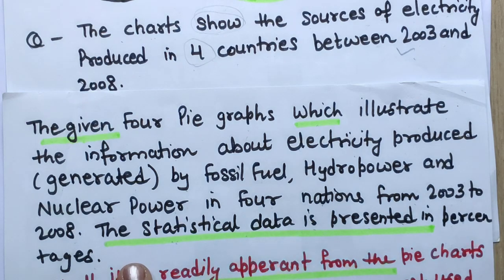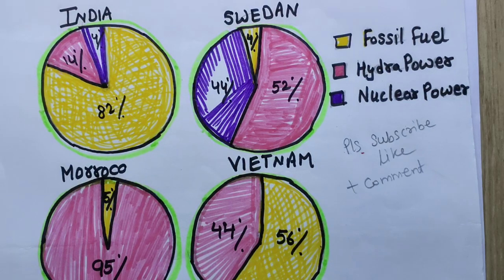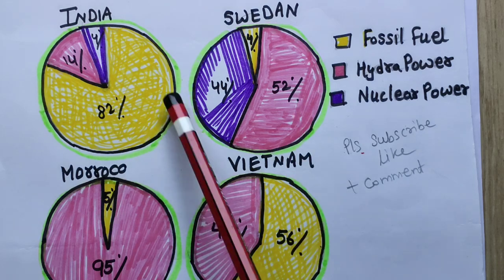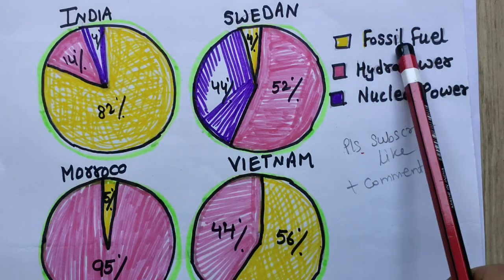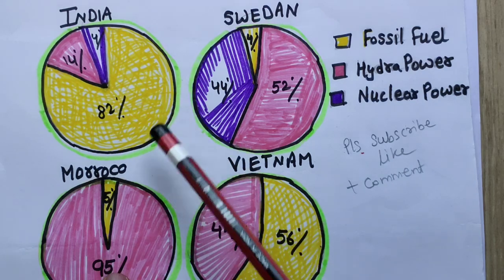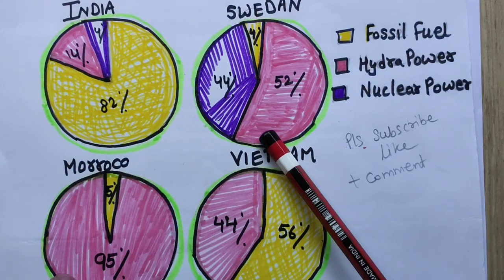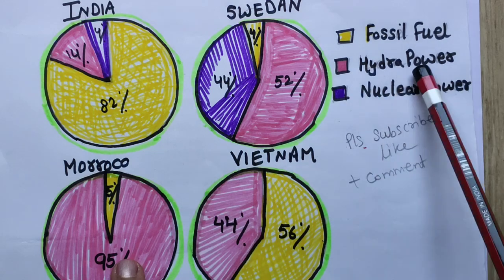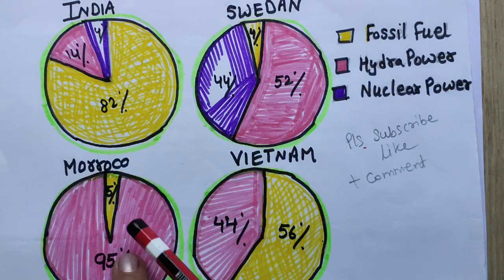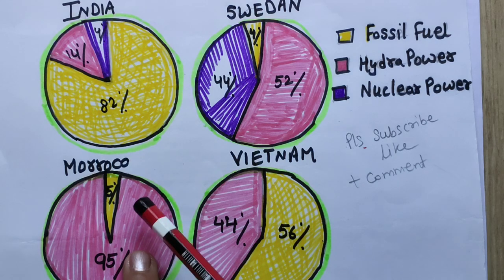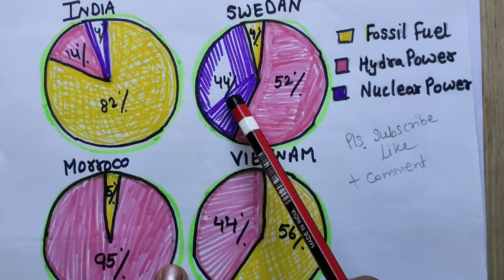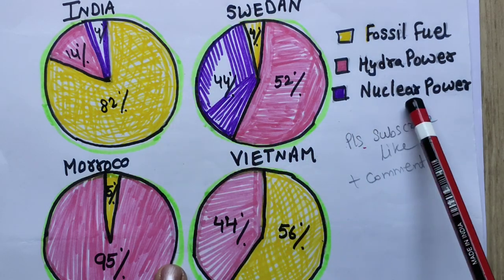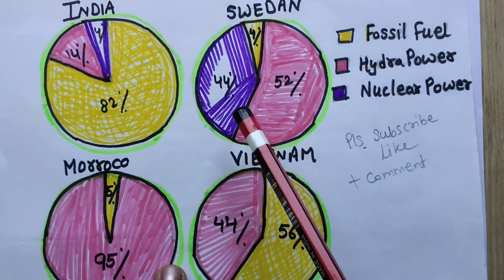Okay. Now the overall paragraph. In the overall paragraph, what are you going to write? That India used the maximum fossil fuel to produce electricity, and you only need to tell the important points. On the other hand, hydropower was used at a higher percentage in Morocco, and strikingly only 2 countries were using nuclear power to produce electricity. You can write it. Okay.